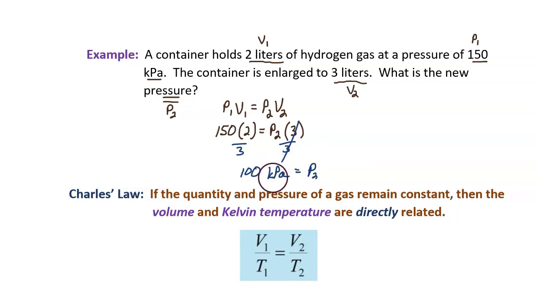Notice that I included a label next to the number 100. My variable was a pressure. The other pressure in the problem was in kilopascals, so I knew that P2 should be in kilopascals.